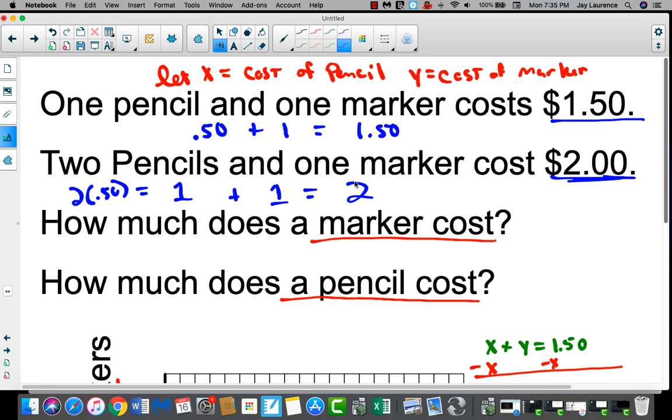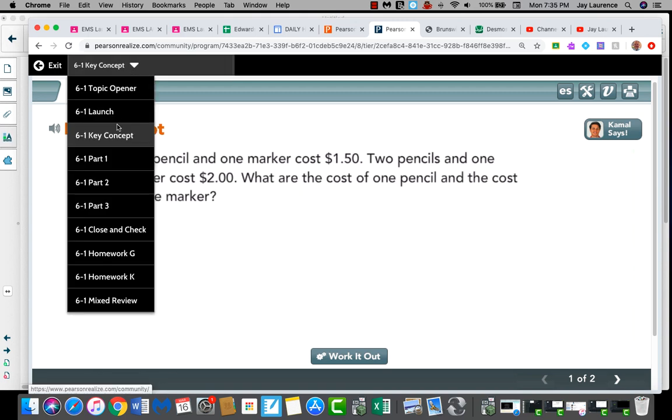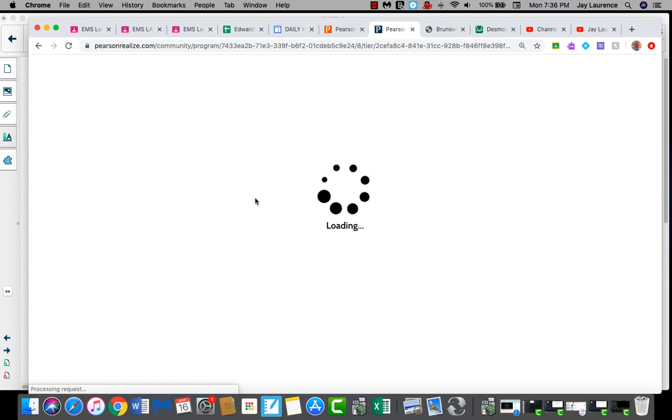Now let's go ahead and take a look at some more of the digits here. All right, I'm going to jump on over here.